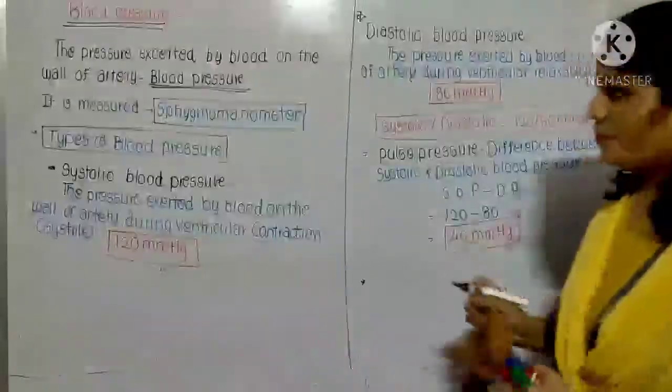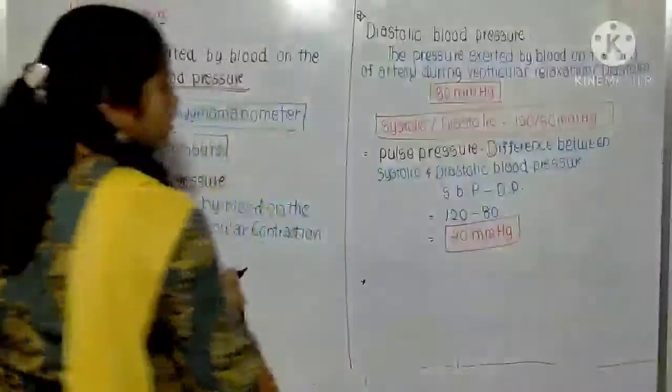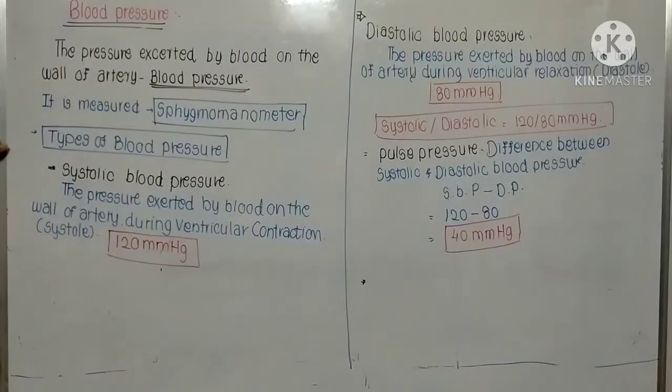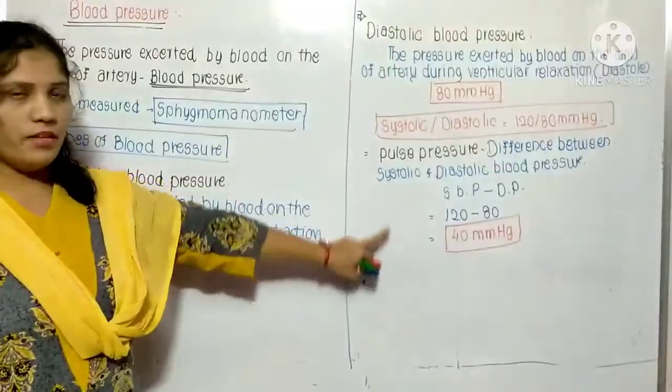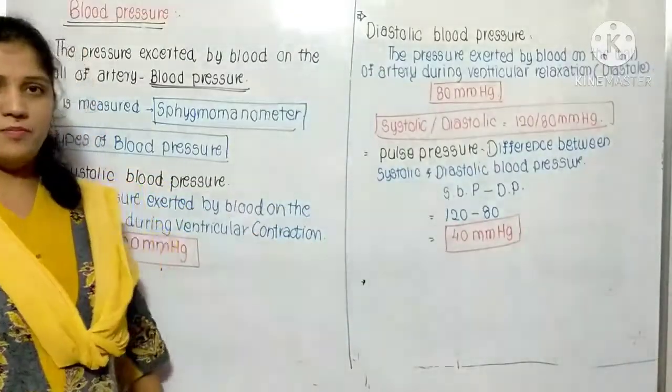Also you understood this: blood pressure, types of blood pressure, systolic blood pressure, diastolic blood pressure, and the pulse pressure, that is 40 mmHg.